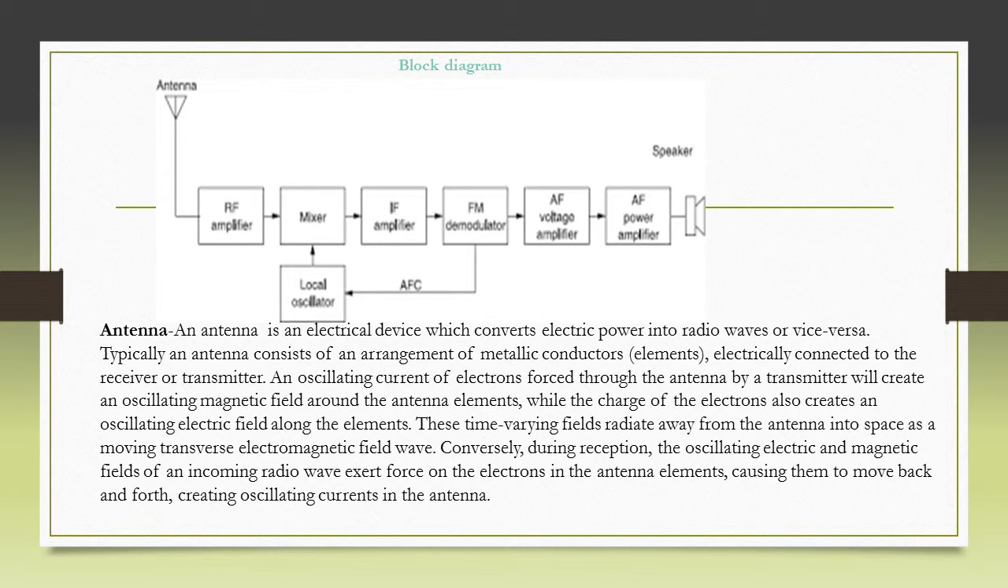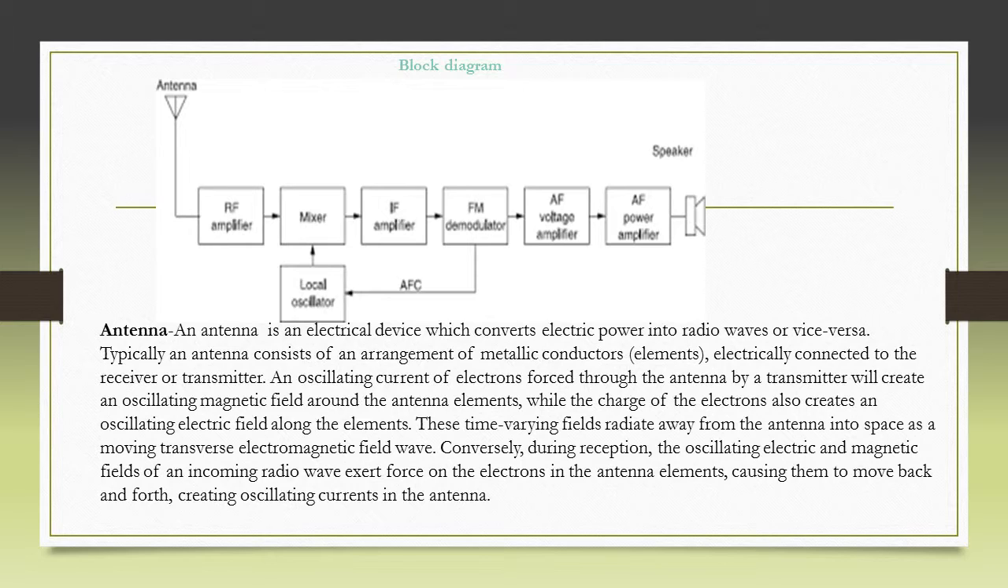Antenna. An antenna is an electrical device which converts electrical power into radio waves or vice versa. Typically, an antenna consists of an arrangement of metallic conductors, elements, electrically connected to the receiver or transmitter. An oscillating current of electrons forced through the antenna by the transmitter will create an oscillating magnetic field around the antenna elements, while the charge of the electron also creates an oscillating electric field along the elements.